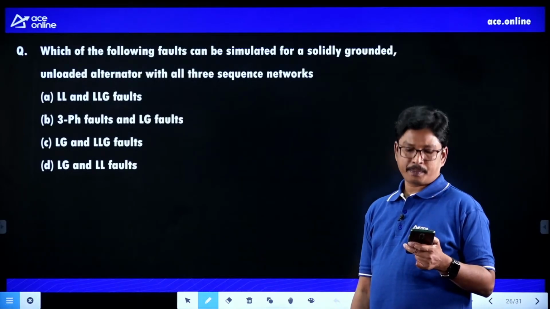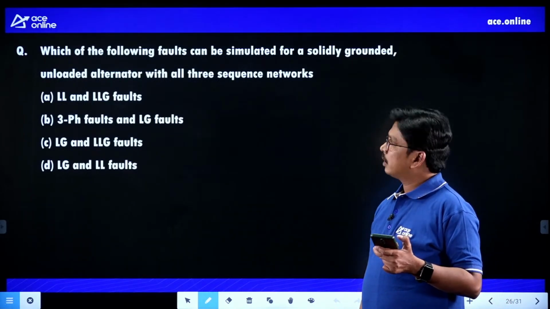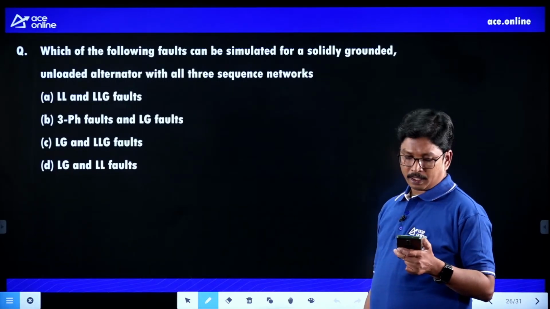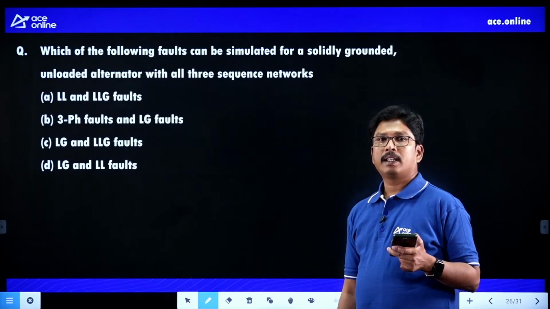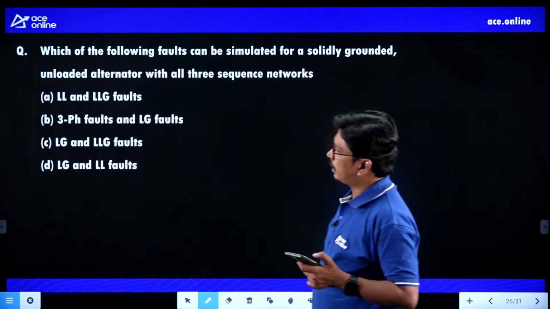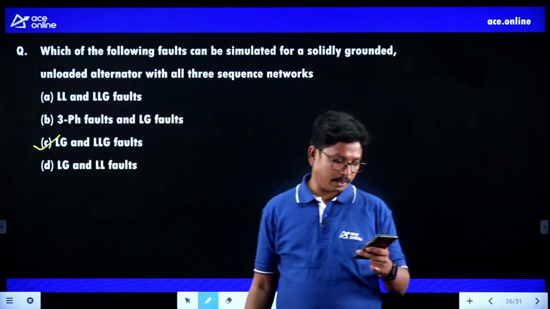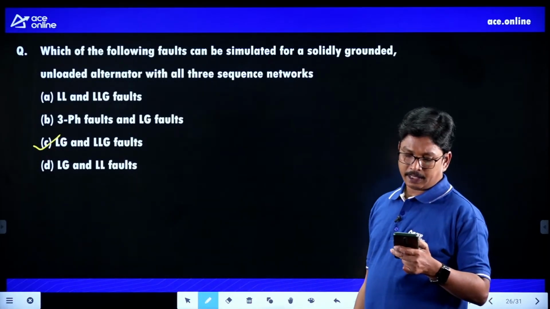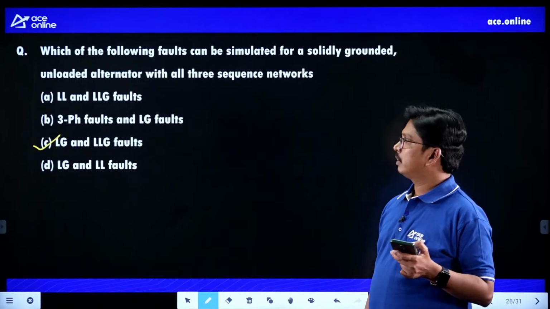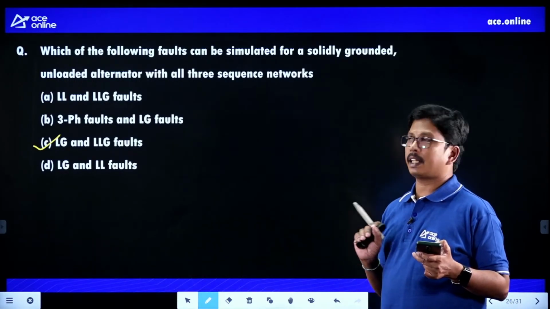Very simple question only. You need to give the answer, students. Which of the following faults can be analyzed with all the three sequence networks, positive, negative and zero sequence networks? That will be LG and LLG faults. Very good. LG and LLG faults, right? So for LG and LLG faults, all the three sequence networks are required.